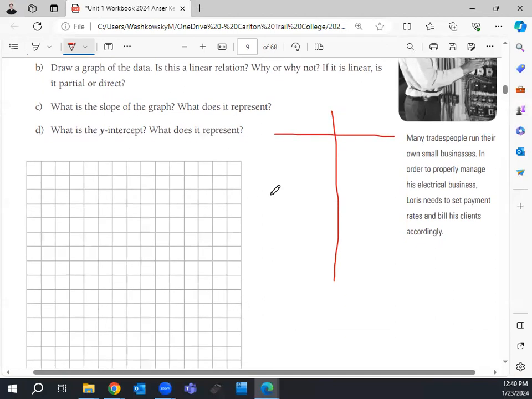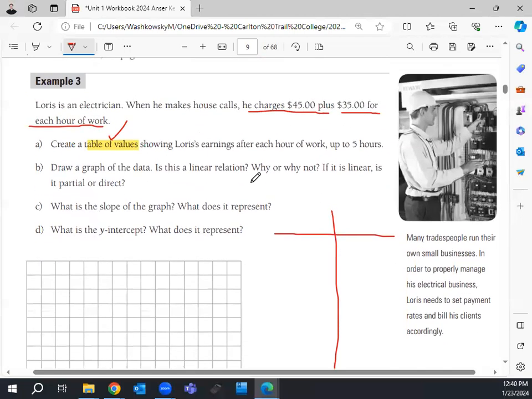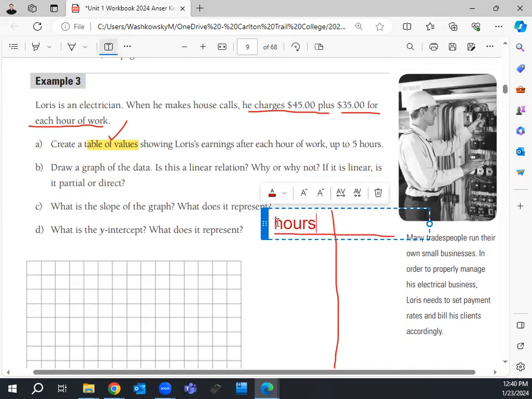So in this T chart, there's two different sets. There's the amount of time he works, the number of hours, and then there's the amount of dollars he's going to earn. So I've made a little T chart here, and I'm going to put hours on one side and dollars on the other. I put my X and my Y on here.